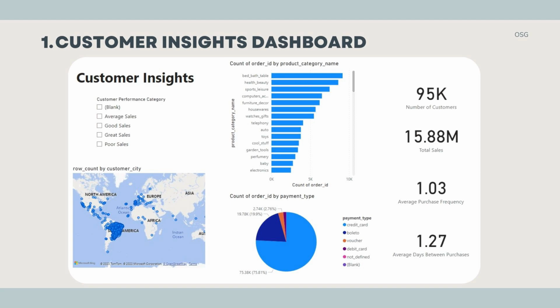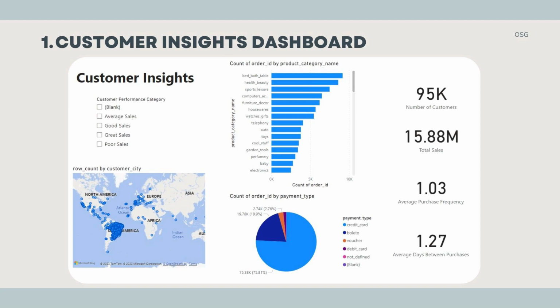We also visualize the number of each payment type used by customers in the form of a pie chart queried from the order indicator dimension and order fact. We also used cards to monitor the number of customers, or the row count in customer fact, and other measures from the customer fact, including total sales, average purchase frequency, and average days between purchase.